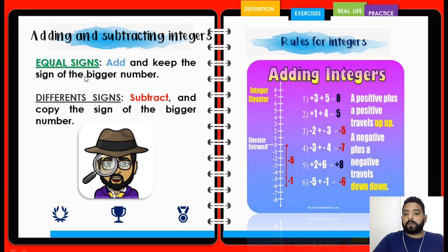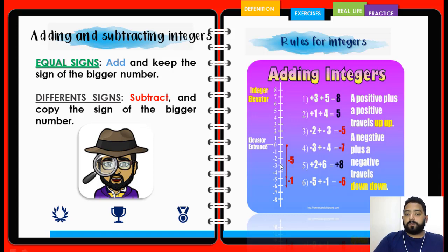Now we have the second one, negative 3 plus negative 4. Both are equal signs, so we apply this rule: we add and keep the sign. We add 3 plus 4, it's 7. And we keep the sign. What is the sign? Negative. So it's going to be negative 7.